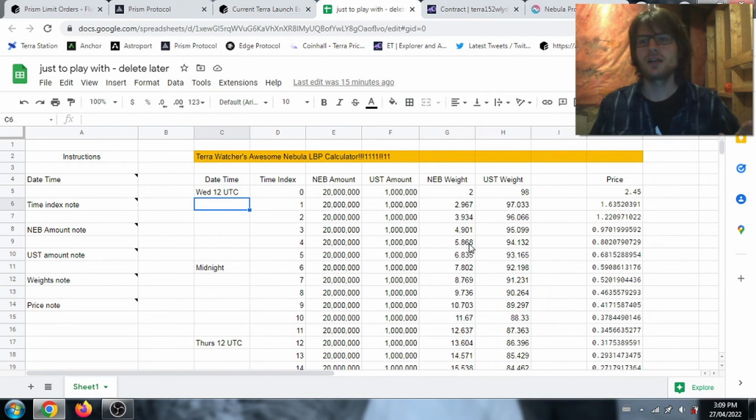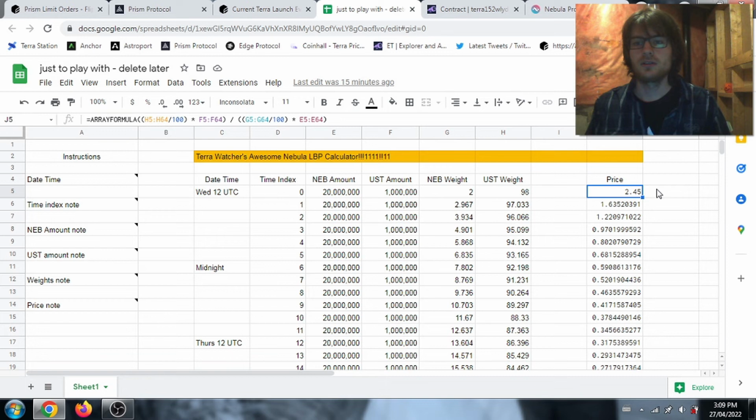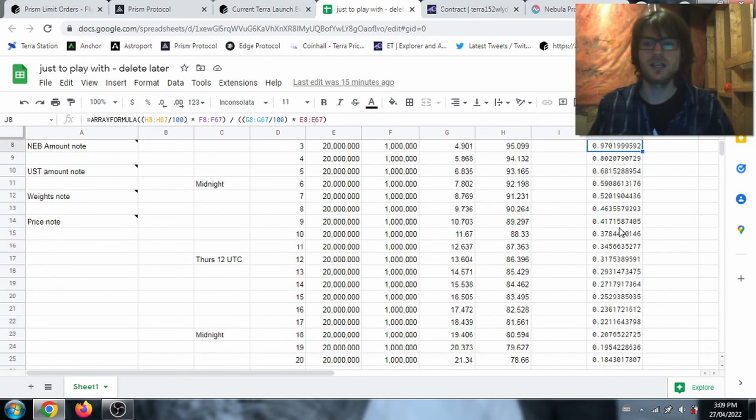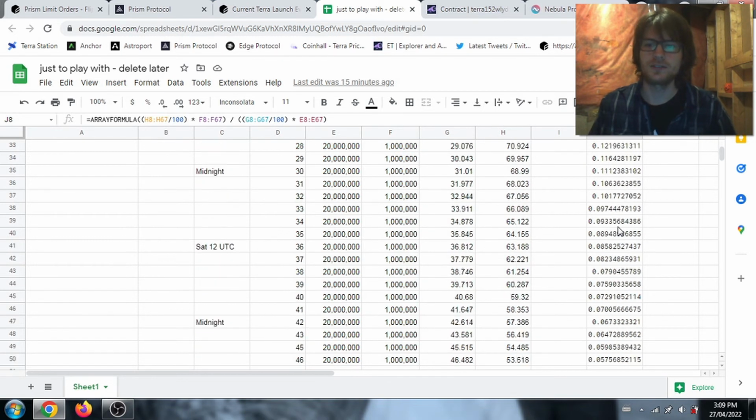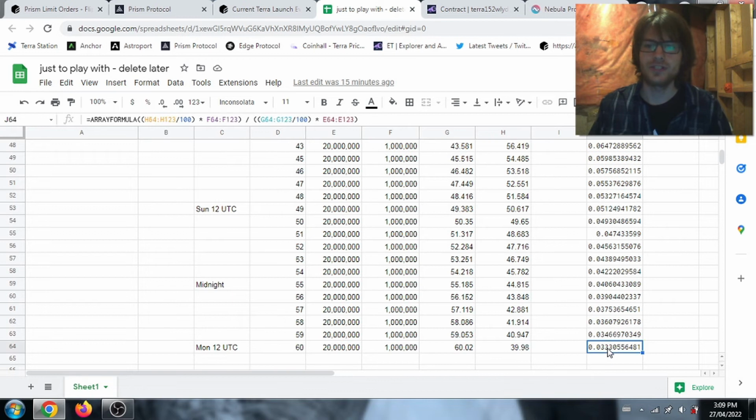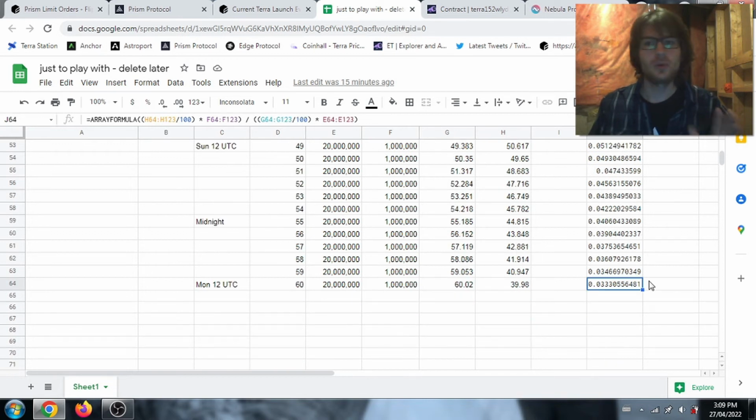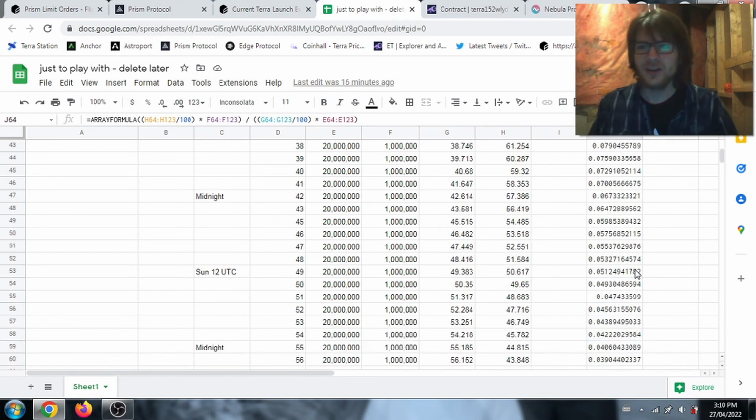So if nobody interacts with this LBP, the price is going to start at 245. And then it's going to go down and down and down, and you can see how the price is going to fall just because of the down pressure of the shifting weights. And it's going to end up at 3 cents. Okay? So if nobody interacts with this LBP, the price of Neb is going to Goblin Town. It's going down to 3 cents. People are going to interact with it though.